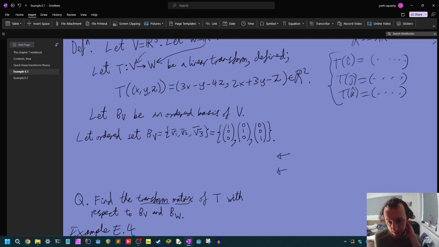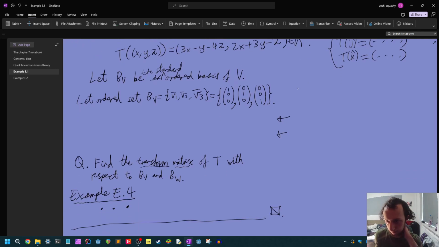And now we're going to say let B_V be an ordered basis of V. And in this case it's actually going to be the standard ordered basis, so I could have put the standard if I wanted here. Maybe we'll edit that in here. It's the standard basis, so the first one is 1, 0, 0, then 0, 1, 0, and 0, 0, 1, and we've labelled that v1, v2, v3. And that's our basis for V, which has three vectors because V is three-dimensional.